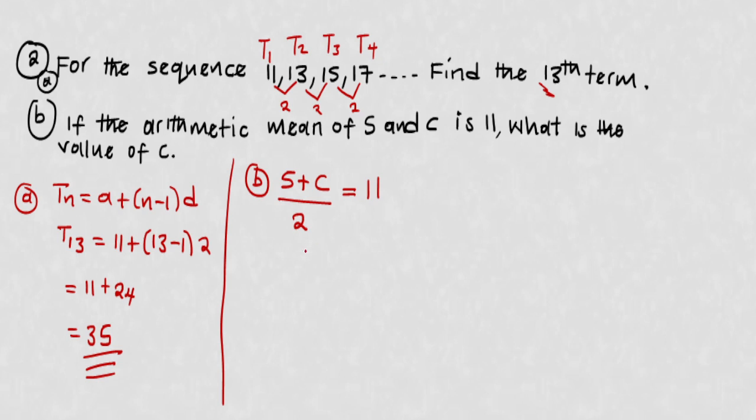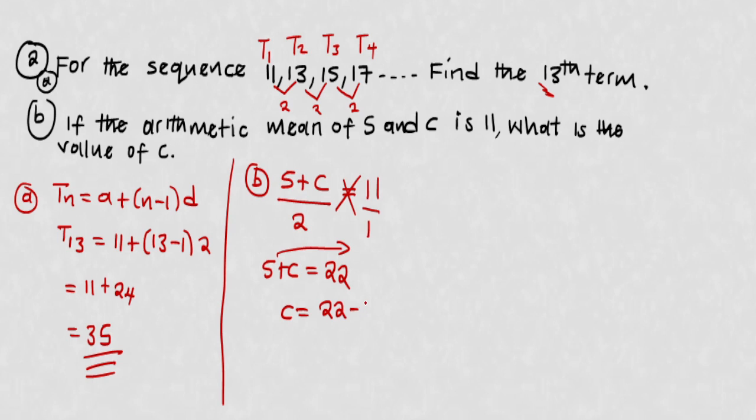So you should be able to interpret words to give you an equation. From there, how do we find the value of C? I'm going to say 11 over 1 and cross multiply. So 5 plus C times 1 will remain 5 plus C. Then 2 times 11 will be 22. Then 5 will cross the equal sign, so C is equal to 22 minus 5. Then the value of C will be equal to, what is 22 minus 5? We get 17. So that's the value of C.